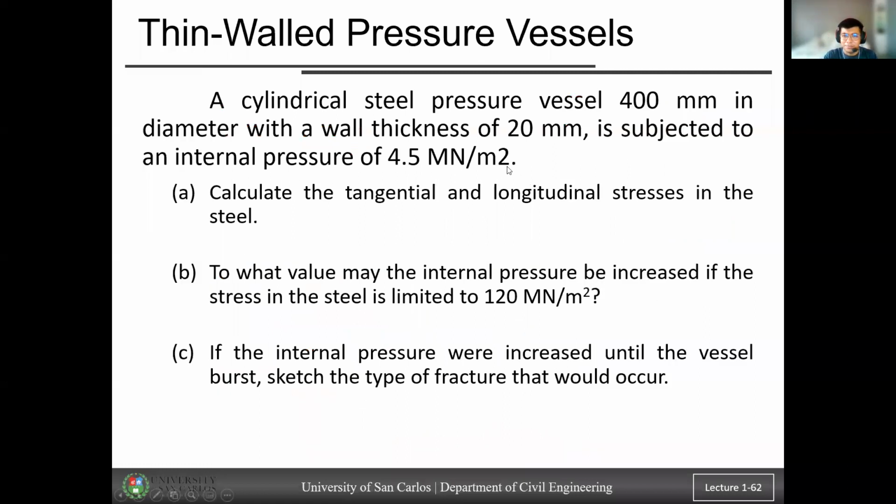Okay, so a cylindrical steel pressure vessel, 400 millimeters in diameter, with a wall thickness of 20 millimeters, is subjected to an internal pressure of 4.5 meganewtons per m squared. So again, meganewtons per m squared, this will be 4.5 megapascal. Calculate the tangential and longitudinal stress in the steel.